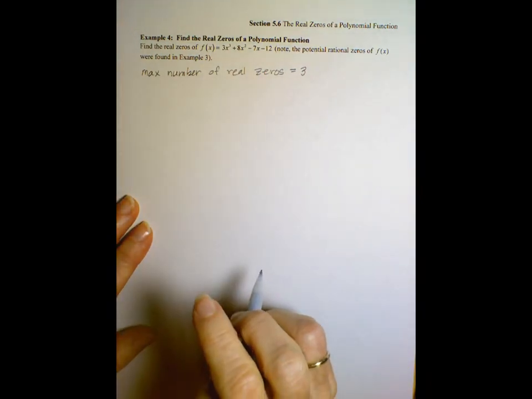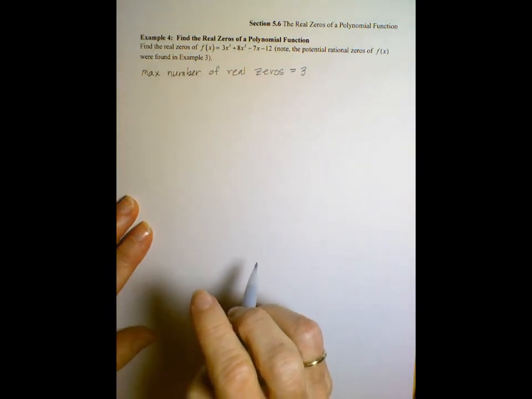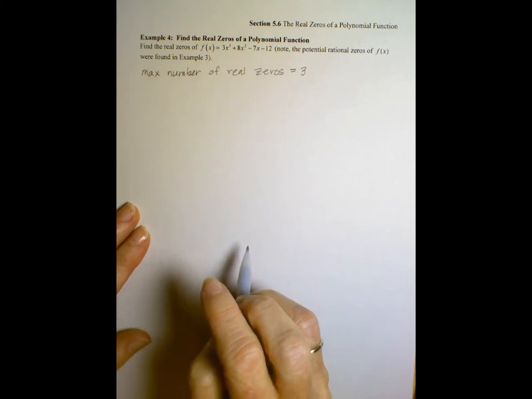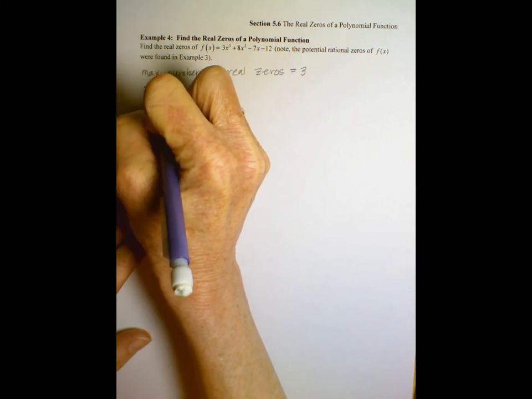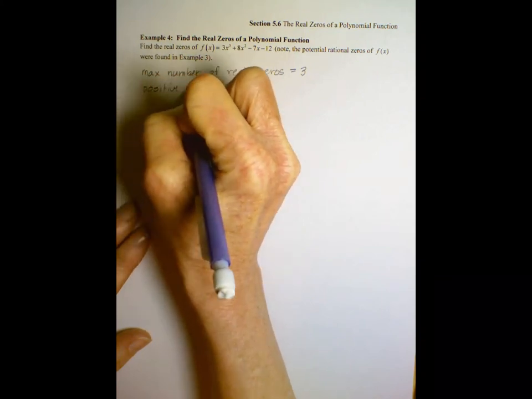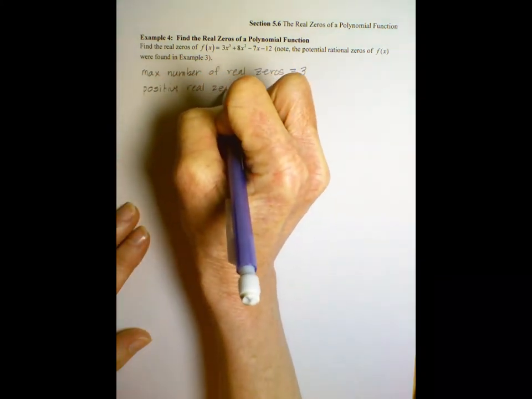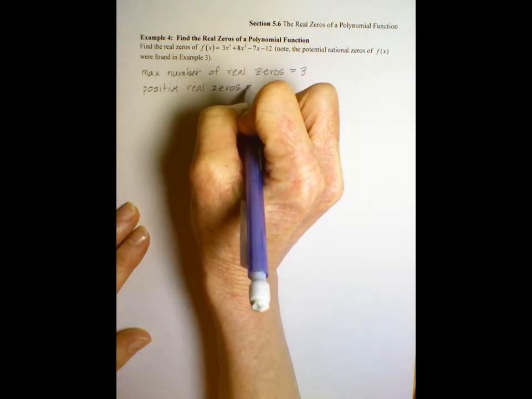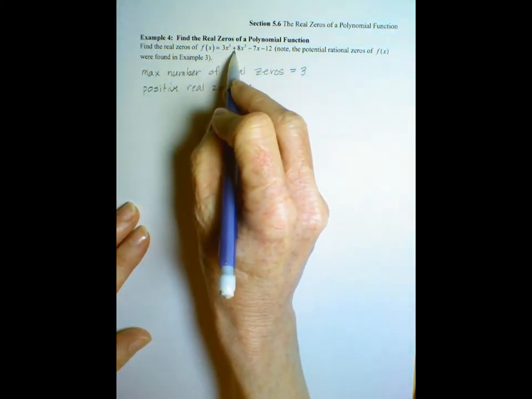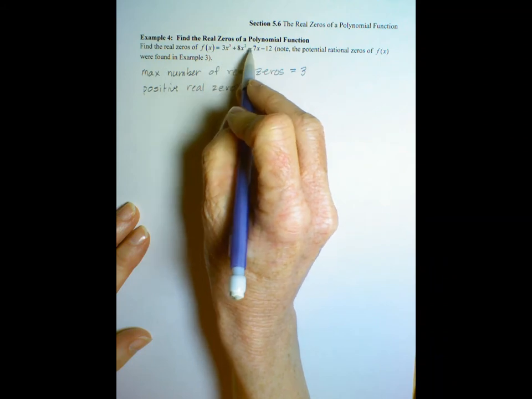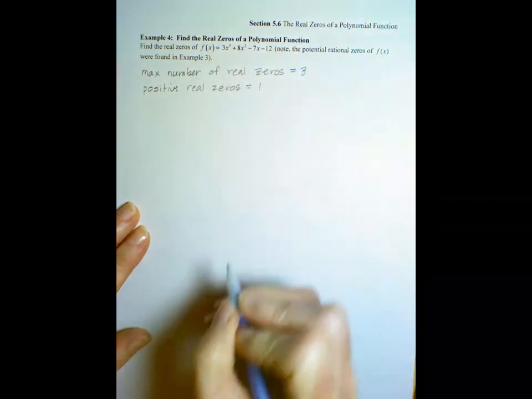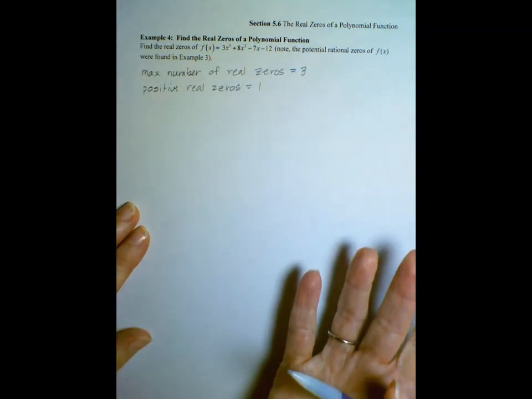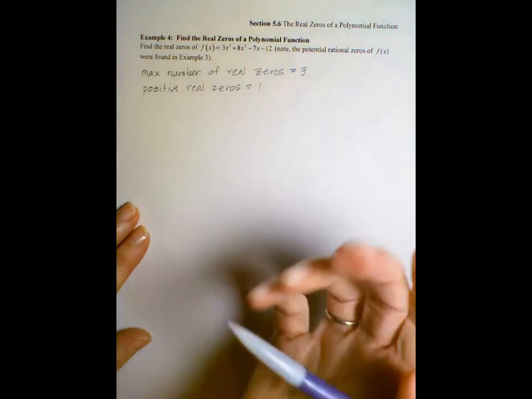Okay, the next thing we're supposed to determine is how many positives and how many negatives using Descartes' rule of signs. So positive real zeros, how many do we expect? Well, positive to positive, no change. Positive to negative, there's a change. Negative to negative, no change. So there's definitely 1. And I can't subtract an even integer from that, so there's definitely 1.